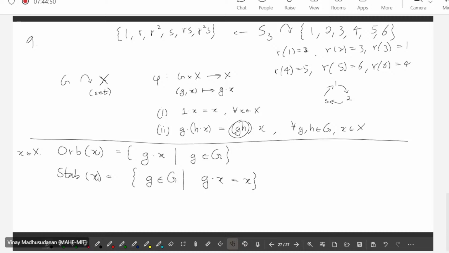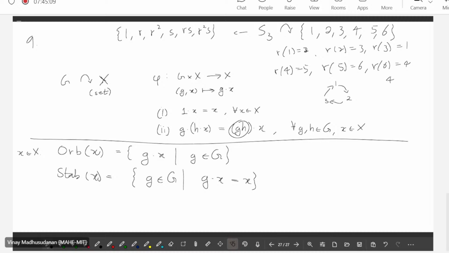R of 1 is 2. R of 2 is 3. Therefore, R square of 1 is 3. Okay. So 1 goes to 3 also, and then 3 also goes to 1 already. So that is the orbit of 1. Does R go to 4? By the definition I gave, you're only supposed to copy this action to 4, 5, 6. So separately, 1, 2, 3, and 4, 5, 6 separate.